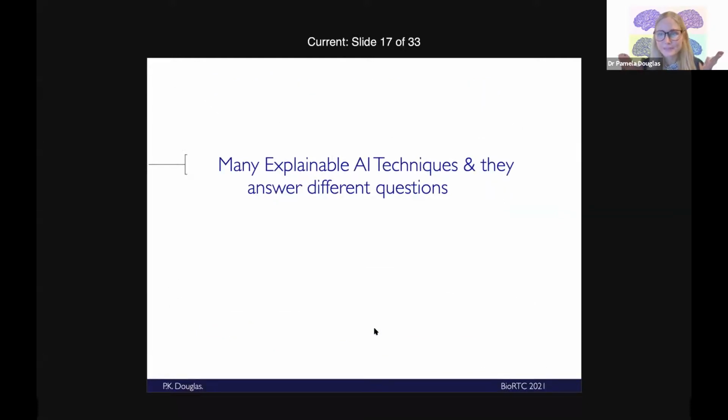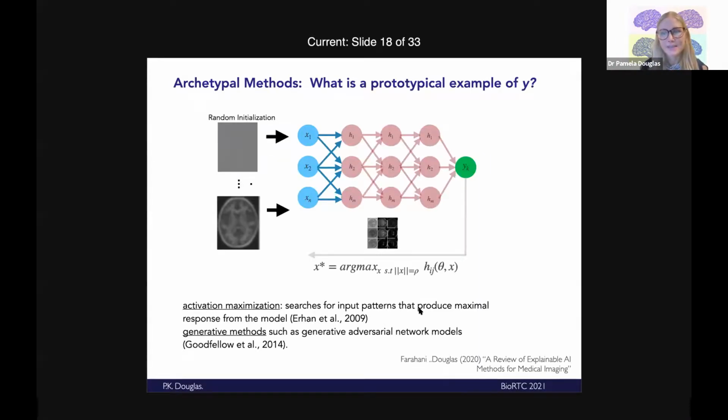So there are many explainable AI techniques and they answer different questions. So I'm just going to go through the broad classes of explainable AI techniques. The first type is what I like to call the archetypal methods. And these ask this question: what is a prototypical example of something, of Y, whatever it is? So if you're in the medical world, you might ask, what is a prototypical example of a cerebral glioma? That's very useful for training purposes and teaching. So you have different prototypical examples of perhaps rare cases and rare variants.